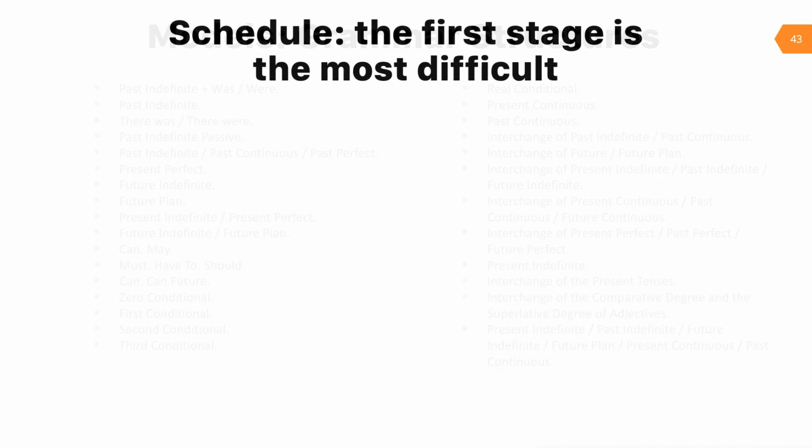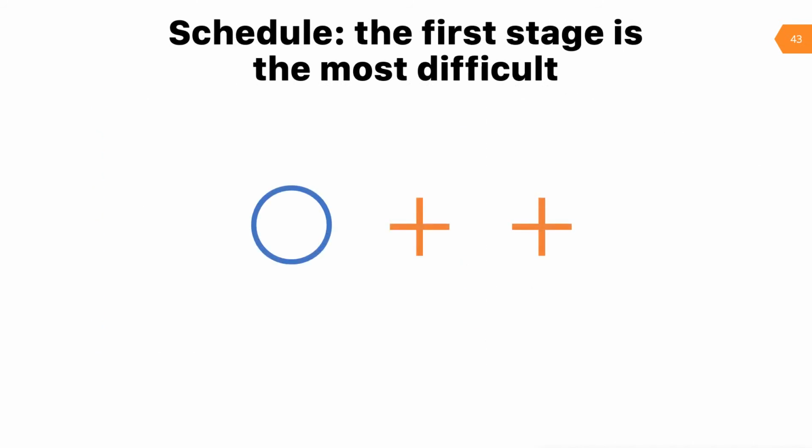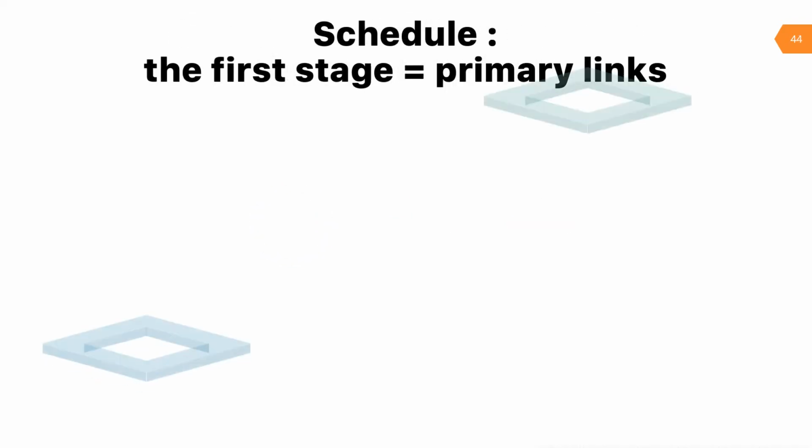Just to remember, here is the first pass, which we have marked with a circle and 2 pluses. And this stage is the most difficult pass. Downloading is the hardest part. You need to be ready for this. The first stage creates the primary links.